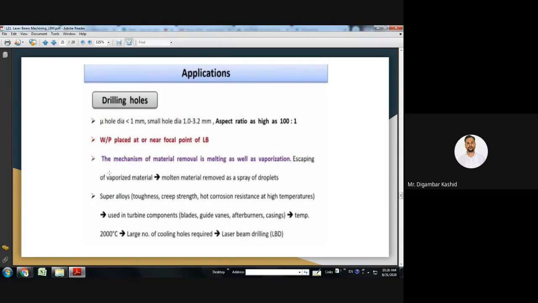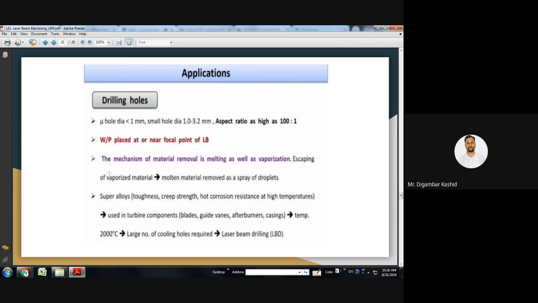So the vaporized material escapes outside from the drill hole, and at that time it removes whatever molten material is there. It is removed by the spray of the droplets also.